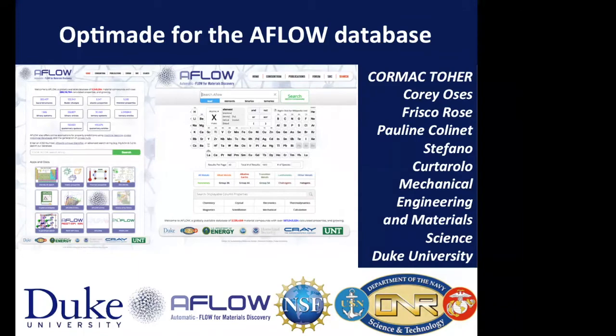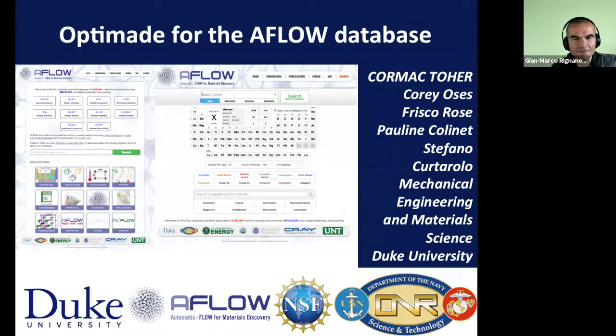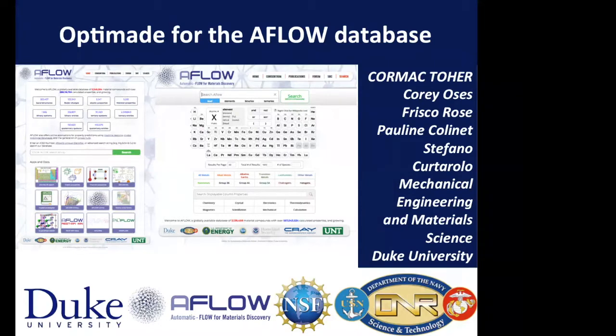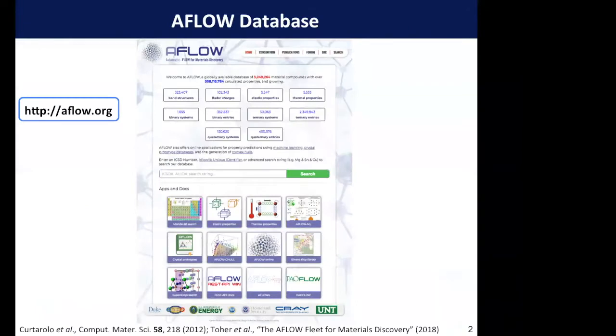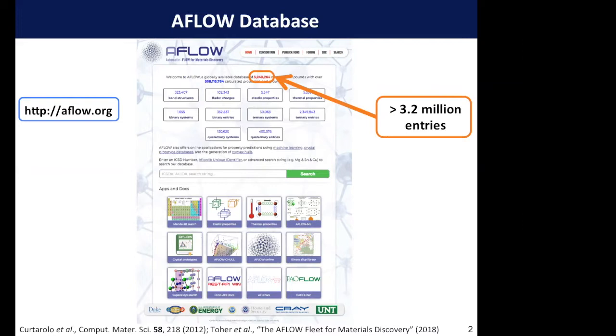So my name is Cormac from Duke University, and we've been working on integrating, basically making an interface between OPTIMADE and the AFLOW APIs. So just a little introduction to the AFLOW database, a very quick recap. It's available at aflow.org. It's a basic computational materials database of calculations. We now have over 3.2 million entries.